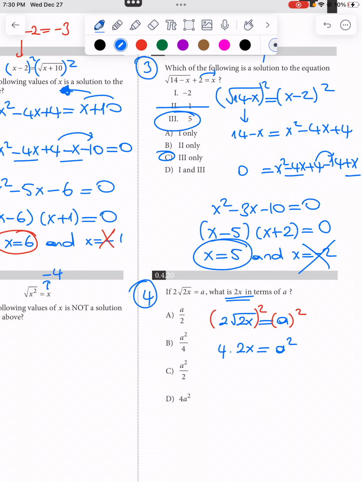And I'll divide both sides by 4, because I need to solve the question for 2x. I will write the 2x in terms of a. So these two simplified. 2x is equal to a squared divided by 4. Which is B, answer choice B.